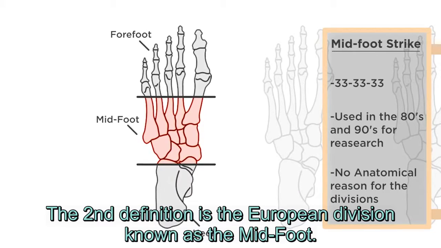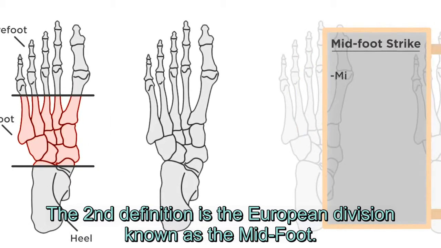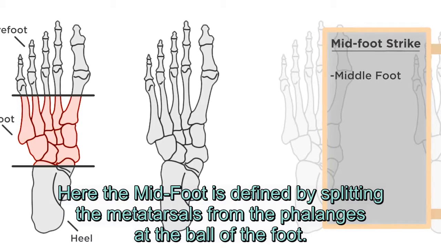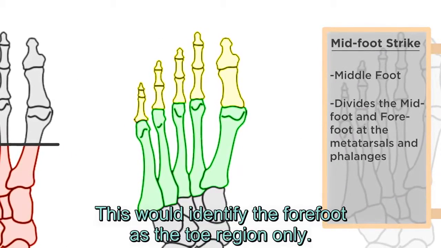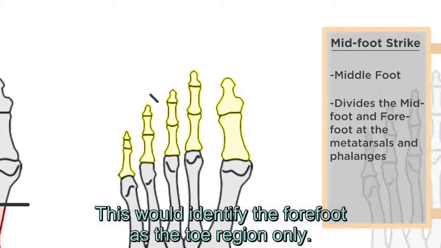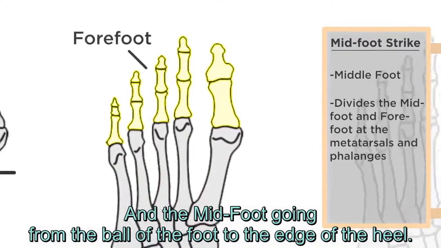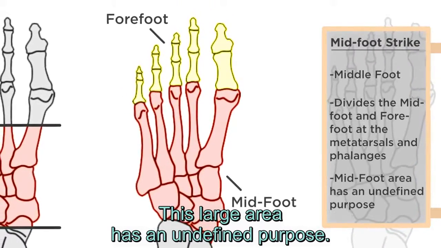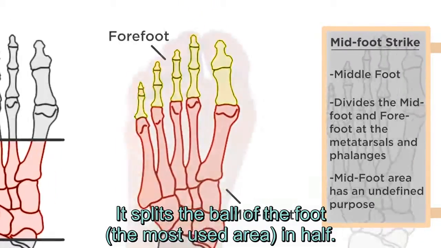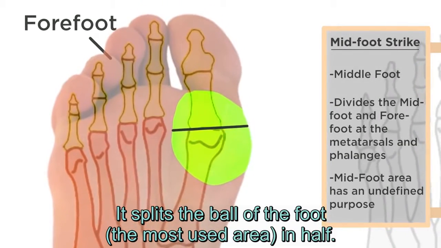The second definition is a European division known as the middle foot. Here, the midfoot is defined by splitting the metatarsals from the phalanges at the ball of the foot. This would identify the forefoot as the toe region only, and the midfoot going from the ball of the foot to the edge of the heel. This large area has an undefined purpose. It splits the ball of the foot, the most used area of our foot, in half.